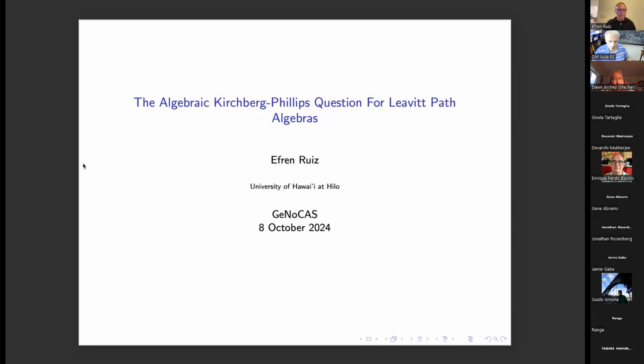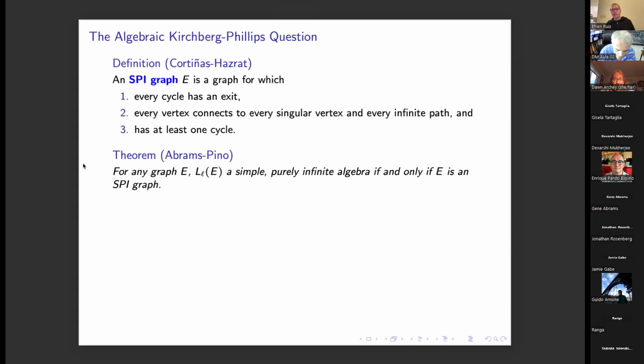So first of all, this is the terminology that was introduced by Cortiñas, Willie, and Ruiz in their recent survey article about classification of Leavitt path algebras, the SPI graphs. These are basically graphs that result in their Leavitt path algebras being simple and purely infinite algebras, and so that's the SPI for simple and purely infinite. I thought it was a very clever choice of definition of a graph, and so I'm going to use it.